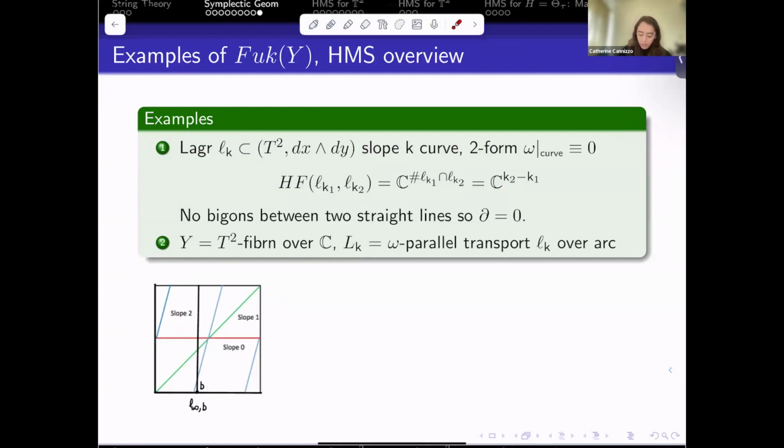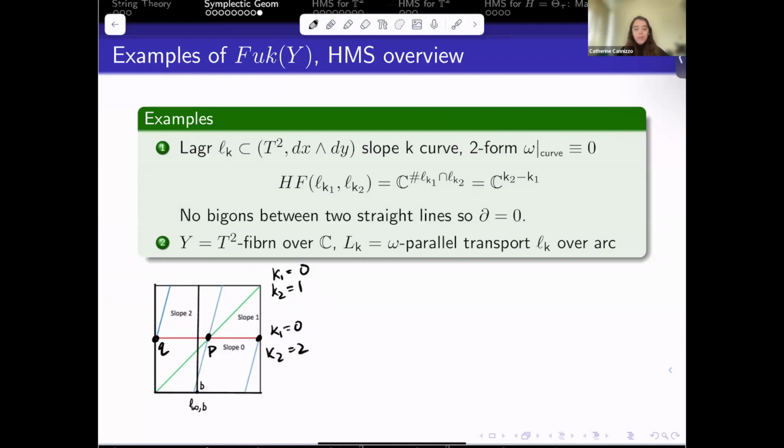So for example, if we take K1 equal to 0 and K2 equal to 1, then we see that the red and the green intersect in 1 point. Let's call it P. If we took K1 equal to 0 and K2 equal to 2, that's the red and the blue. Well, there's a second intersection point. Even though it looks like there's 2, remember we're identifying opposite edges. So there's actually 2 intersection points.